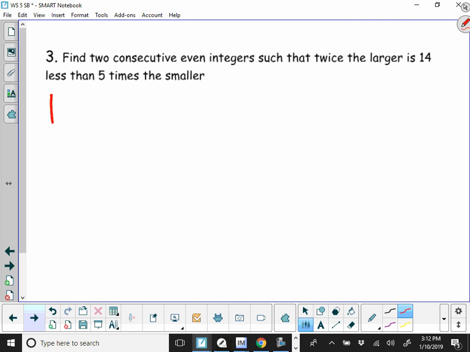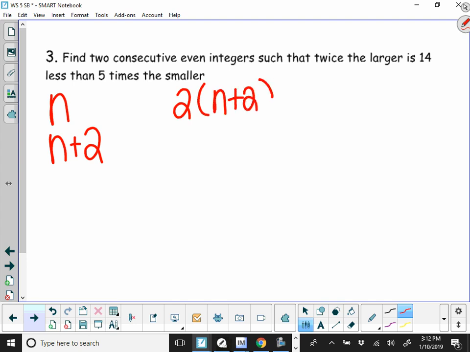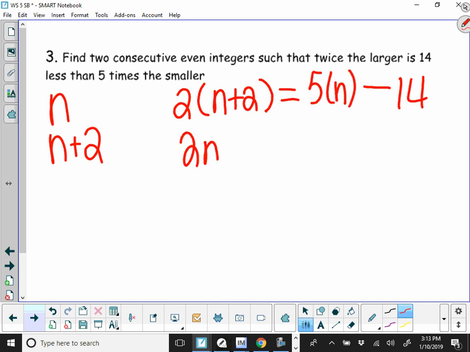Two consecutive evens, so n and n plus 2 again, such that twice the larger, so 2 times n plus 2, is 14 less than 5 times the smaller. So we're going to distribute here, which gives me 2n plus 4 and 5n minus 14. All right, and I kind of do all this in one step.